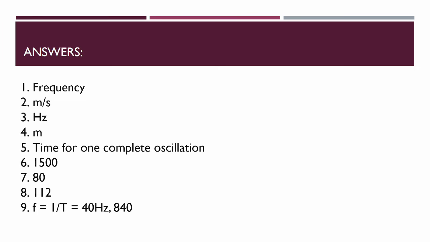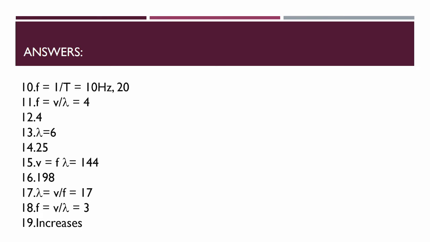Okay, for number 10, you had to do the same thing. First find the frequency. The period was 0.1 second, so that is 10 hertz. So the speed was 20 meters per second. For 11, you had to rearrange the wave equation to find the frequency of 4 hertz. For number 12, the frequency was 4 hertz.